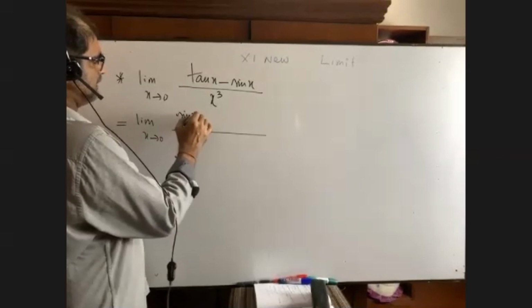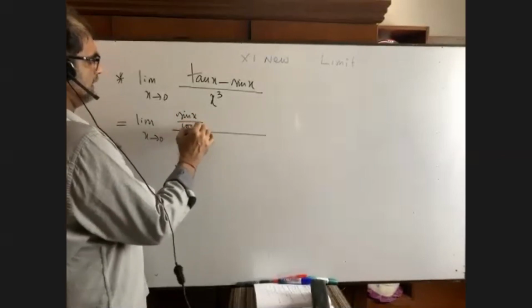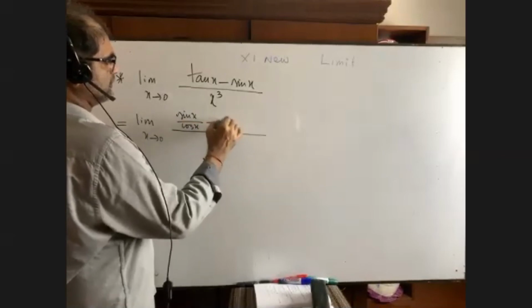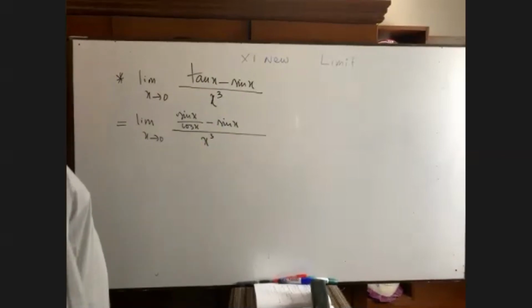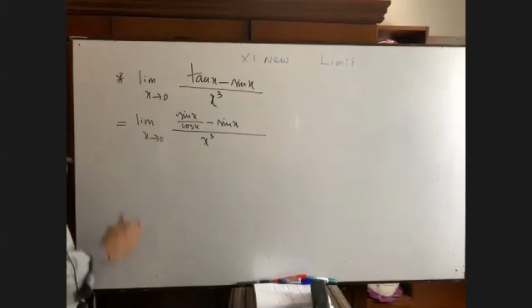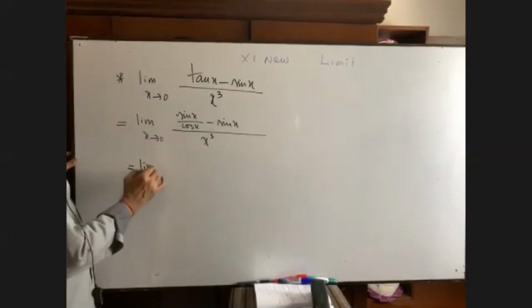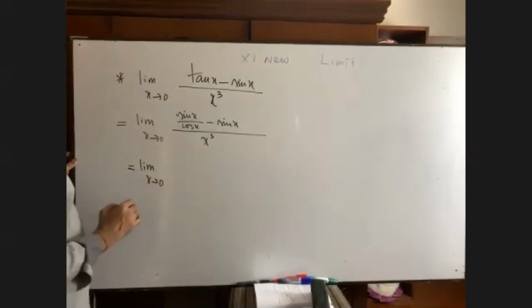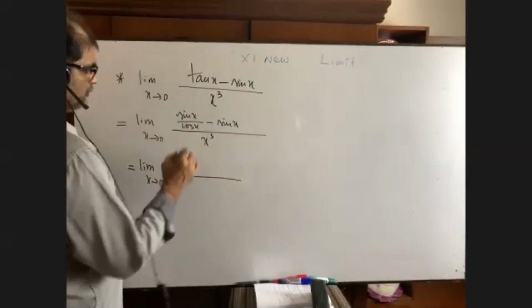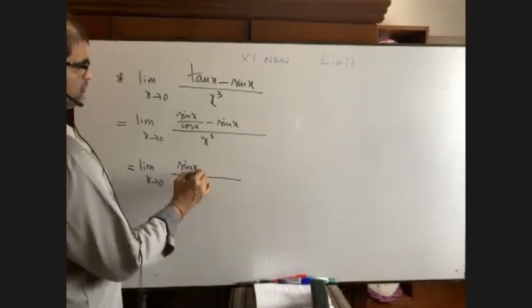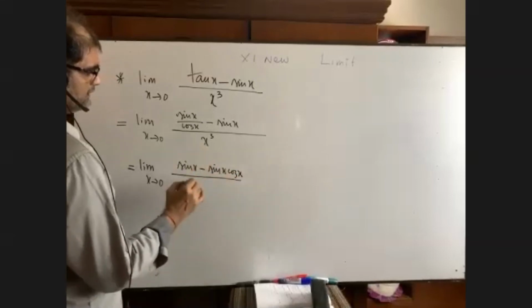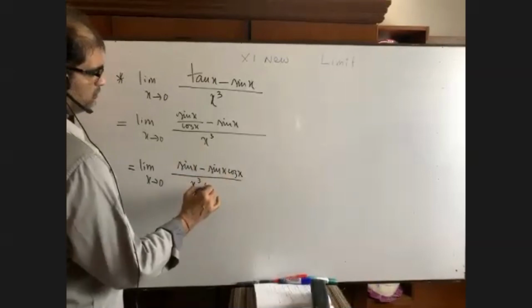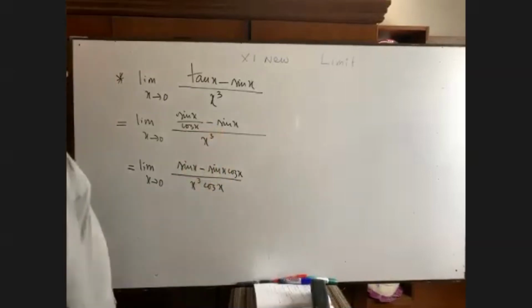It is sin x by cos x, right? Minus sin x by x cube. Is this math? Talk to me. Then what is to do? Limit x tends to 0. Like the previous one, sin x minus sin x cosine x, and this is x cube cosine x. Talk to me, please.